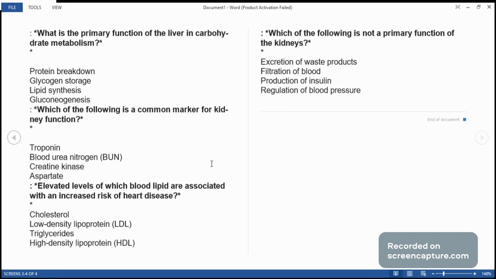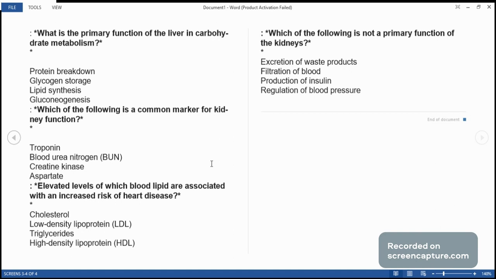BUN is commonly used in conjunction with serum creatinine to evaluate renal function. Elevated BUN levels may suggest impaired kidney function, dehydration, or high protein intake. However, one thing that I need to tell you, BUN alone is not specific, so it's often interpreted alongside creatinine.